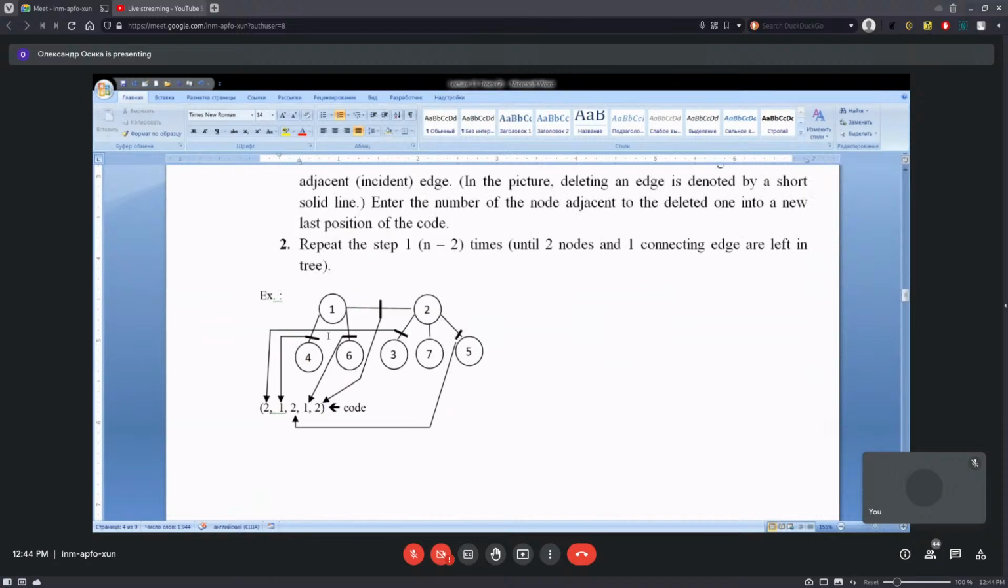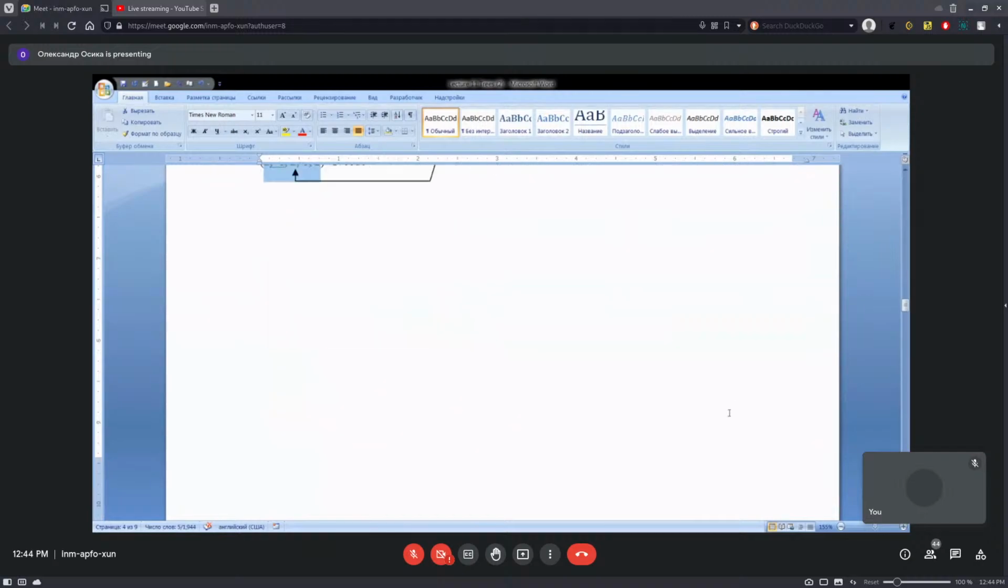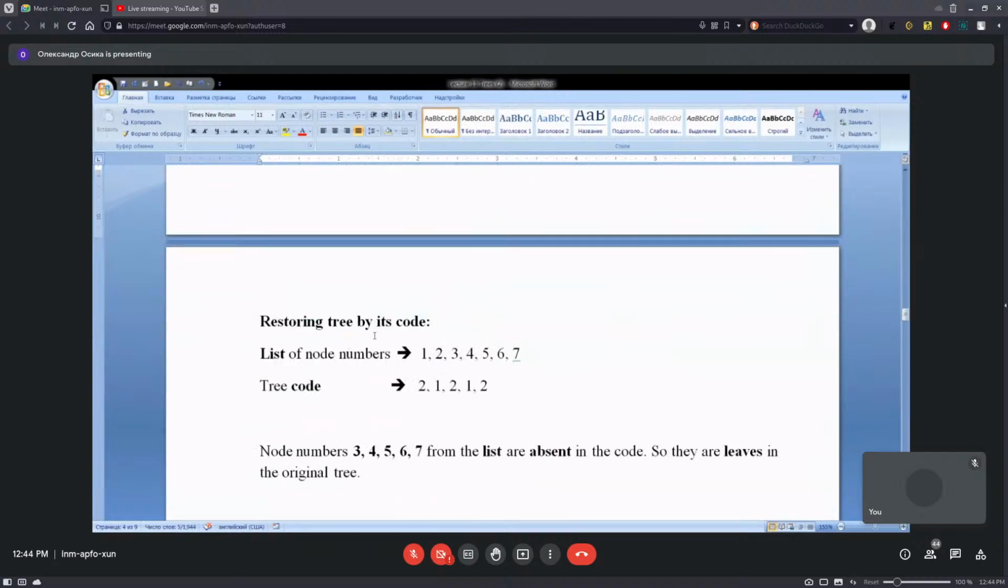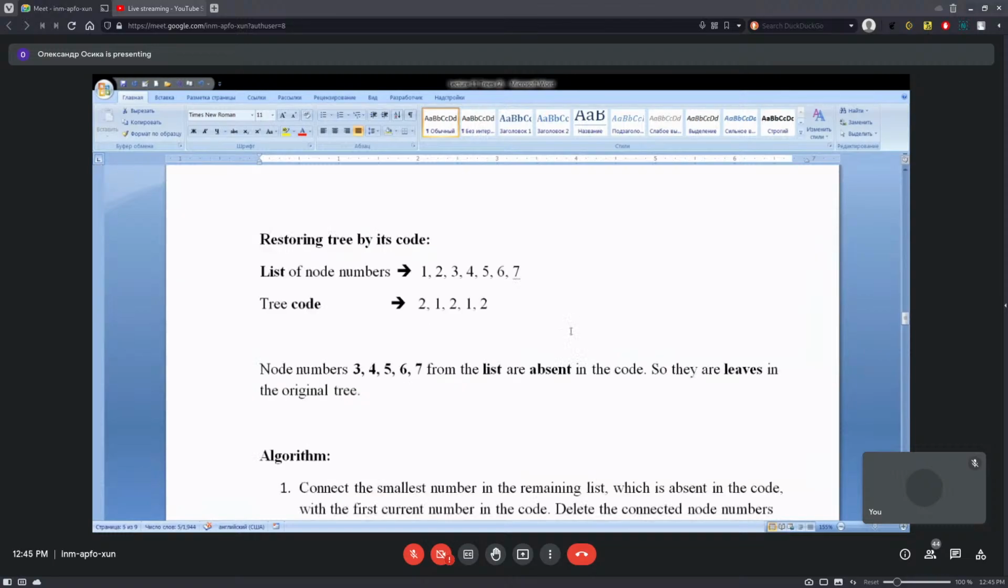Now, how do we restore the tree if we are given the code? Restoring the tree by code. First of all, we have the tree code 2, 1, 2, 1, 2. Here are n minus 2 numbers, 5, so the total number of vertices or nodes in the tree is 7. Here is the list of nodes: 1, 2, 3, 4, 5, 6, 7.